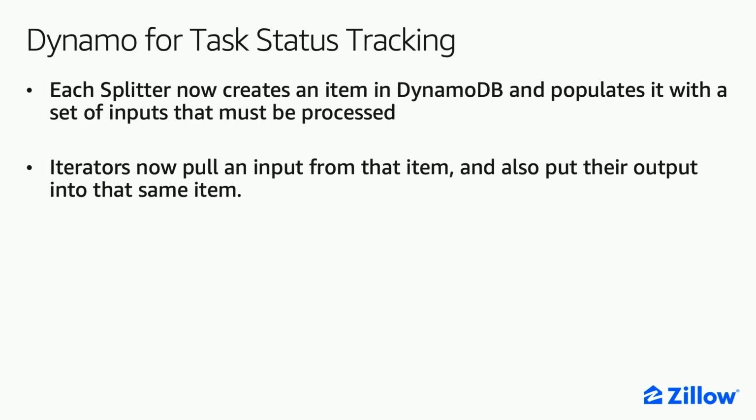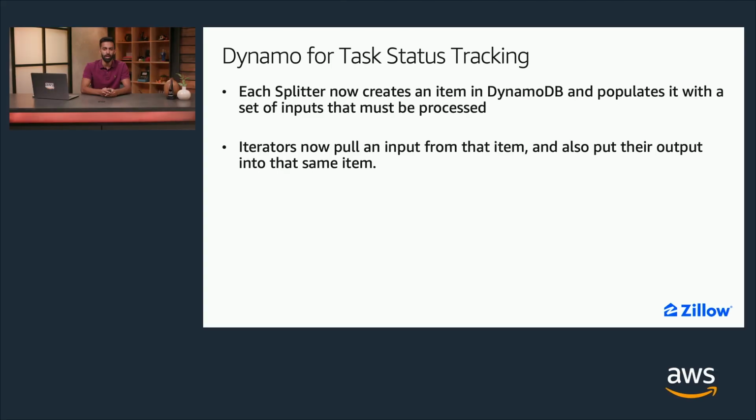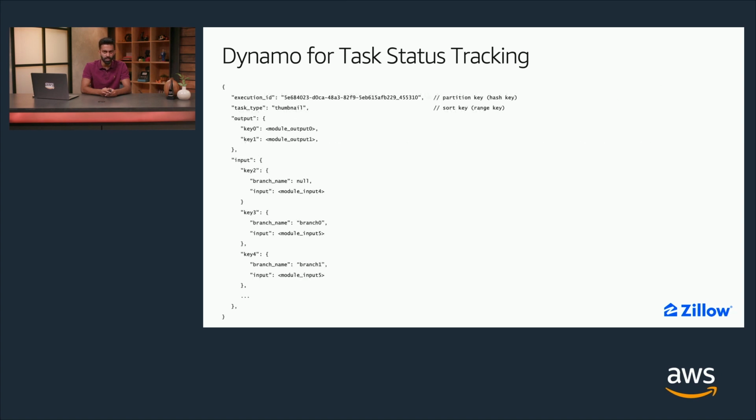So in this case, each splitter will now create an input in Dynamo and populate it with a set of inputs that must be processed. The iterators now pull the item that needs to be processed from this Dynamo item and output its result into the same item. So this is what a single item in DynamoDB looks like in our new task queue schema.